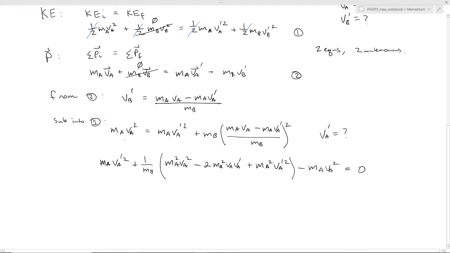So I think you may see where I'm going with this. We have terms that go like VA prime squared, a term that has a VA prime, and stuff that doesn't contain VA prime. So let's reorganize this in terms of VA prime. So we would have VA prime squared. Consolidating all those terms, there's an MA, and then there's also a factor of MA squared over MB from inside this parentheses.